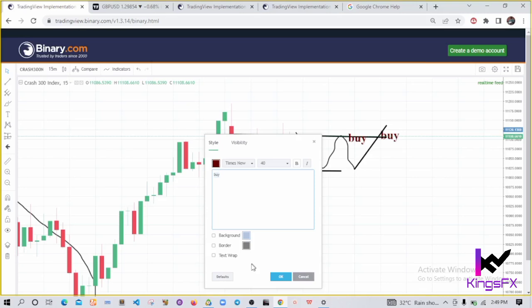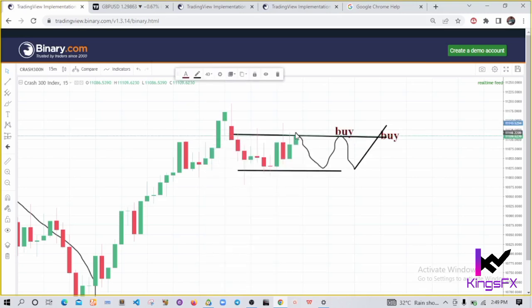Okay, so we just needed another pullback again to this support level for us to confirm it as a base pattern. Okay, we just need this price now to pull back again into this support level for us to confirm it's a base pattern. But for now, you can see the price just pulled back to this support level, even though there are quick rejections here. Okay, it pulled back and started going up. So we are waiting for another pullback to this point.